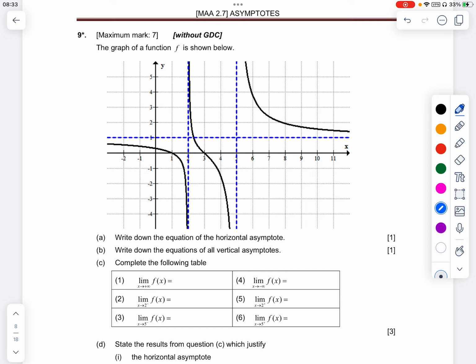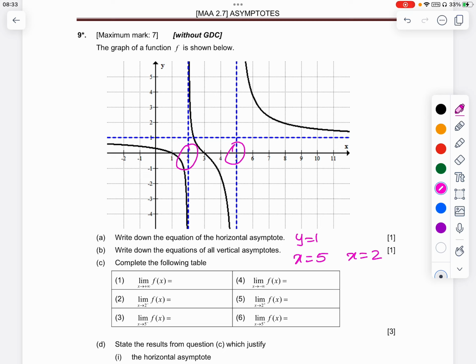Question number 9. Write down the equations of the horizontal asymptote. We can see that the horizontal asymptote is at 1. So y equals 1 is the horizontal asymptote. Vertical asymptote is at x equals 2. So let me write in a different color. So y equals 1. So x equals 2 and x equals 5 are the vertical asymptotes.